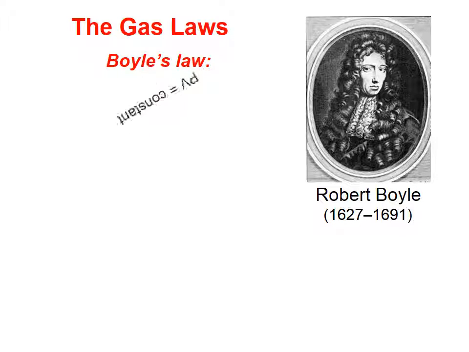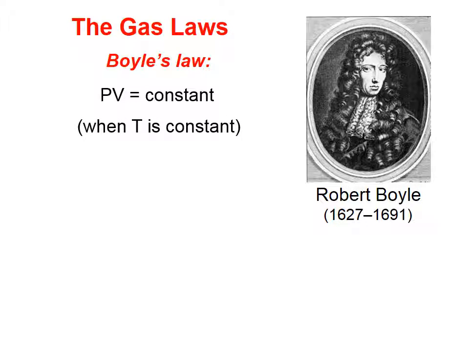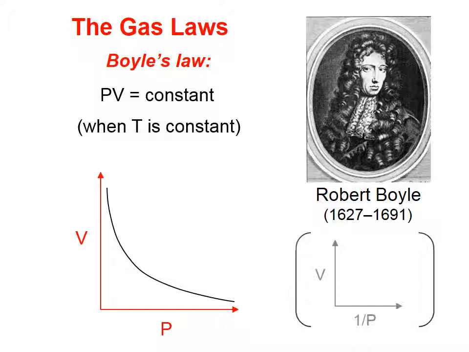Boyle's law says that the pressure on a confined gas times its volume is equal to a constant if the temperature remains constant. If we were to plot these two variables, volume versus pressure, we would see that when the pressure is low, the volume is very high, and when the pressure is very large, the volume is very low. There's an inverse relationship here between pressure and volume. As one gets bigger, the other gets smaller.